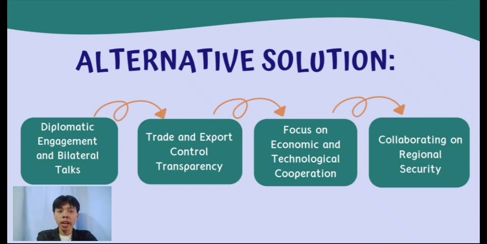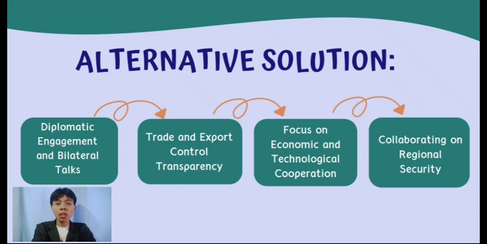Second is trade and export control transparency. Japan's export restrictions on materials vital to South Korea's semiconductor industry were politically motivated. Japan and South Korea could agree to establish clearer and more transparent guidelines on export controls, including monitoring and use of sensitive products.